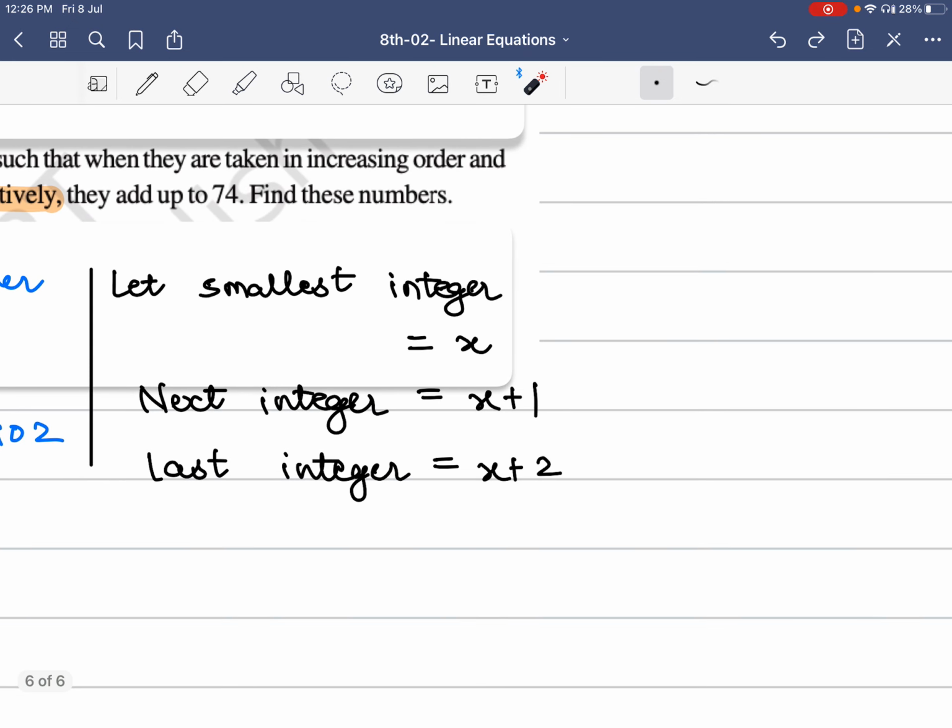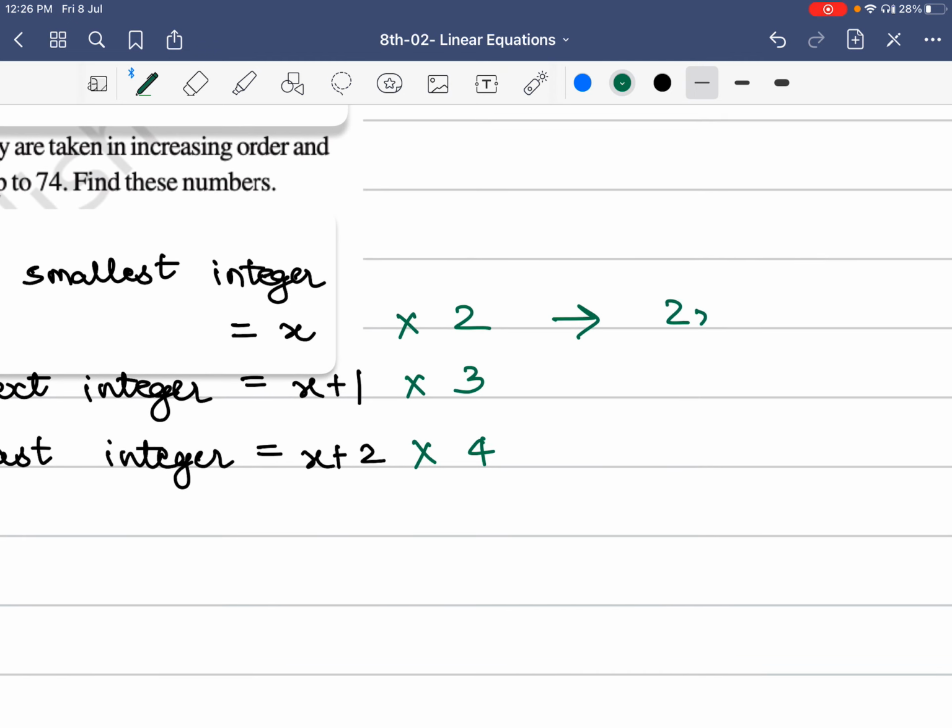So first of all, let's multiply each of them by 2, 3 and 4 respectively. In that case, what do we get the numbers as? Our numbers become 2x, then 3 into x plus 1. Be careful of the bracket. You need the bracket because the number is x plus 1. If you miss the bracket, this will be 3x plus 1, but actually it is 3x plus 3. So the bracket is very important. And then this is multiplied by 4, so 4 into x plus 2.